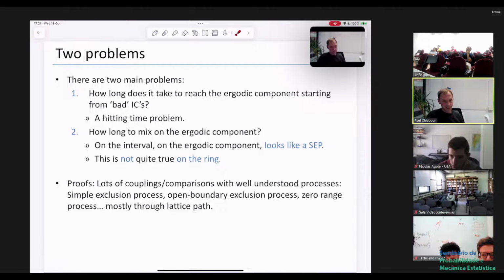So in particular for the closed interval case, once we have this picture in terms of the lattice path, we can couple all these different models that are already well understood with our process. And from this, we just extract the results from the literature, essentially. There's nothing too deep apart from these comparisons. Okay, good.